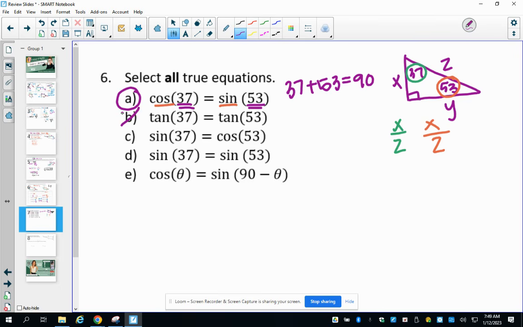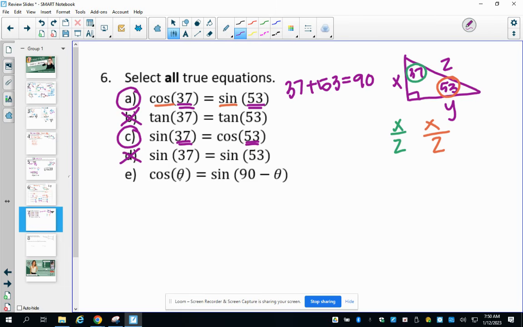That is not true of tangent. Okay, the tangent of those two angles would not be the same. The tangent of the 37 in this one would be y over x, and the tangent of the 53 would be x over y, not the same. You have a sine and a cosine here again, and then you've got 37 and 53, which total 90, so this one is true. The sine of two different angles, not going to be equal to each other.